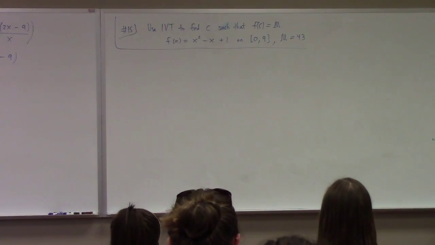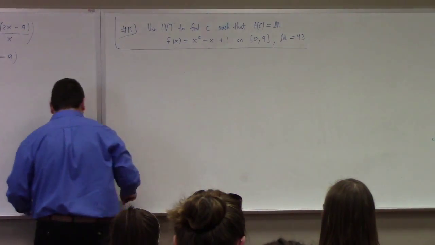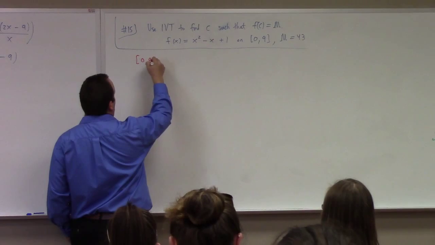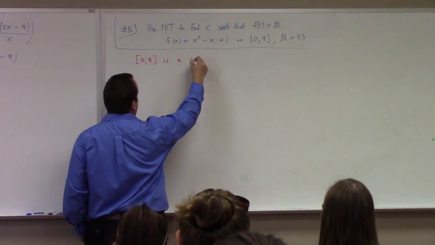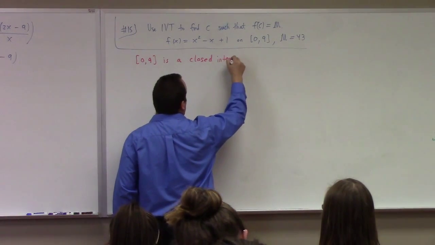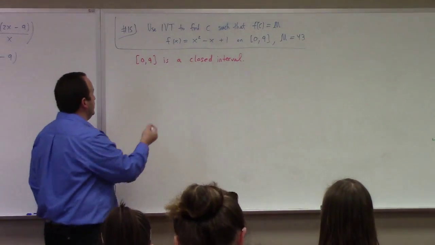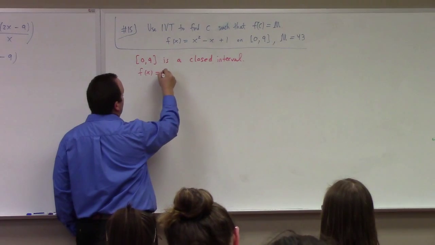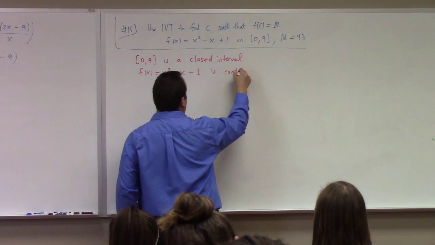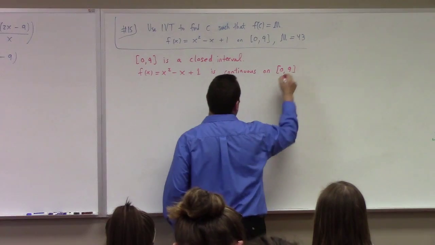Okay, so how do we do this problem? When does the intermediate value theorem apply? First of all, 0 to 9 is a closed interval, right? That's good. We need a closed interval. That's part of the ingredients. I didn't even emphasize that last time, but that's part of it. The function, is it continuous? Yeah, it's a quadratic, so it's certainly continuous. It's got no jumps, right? It's continuous on this closed interval, 0 to 9.